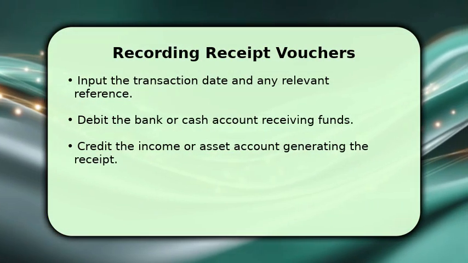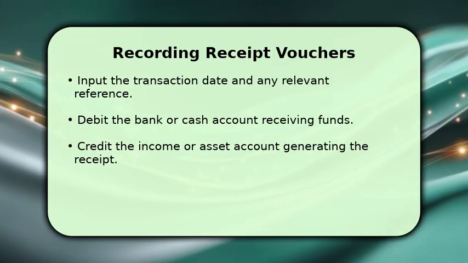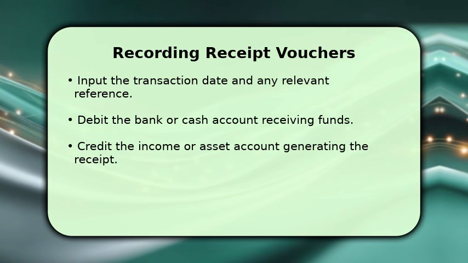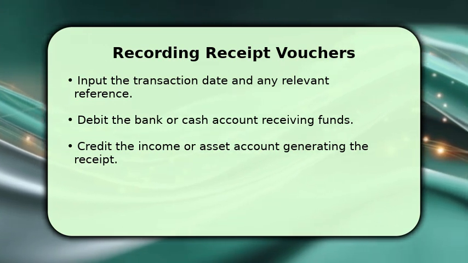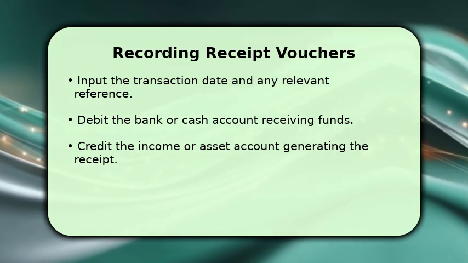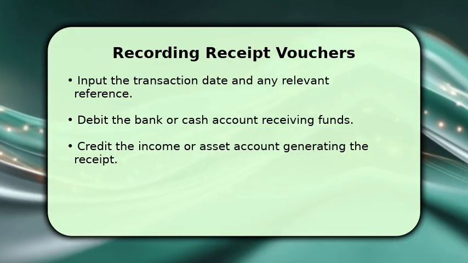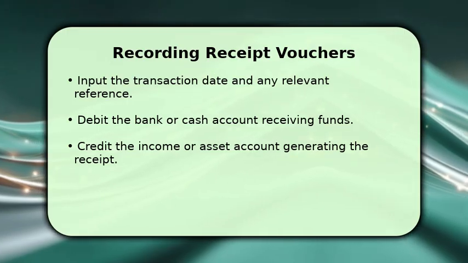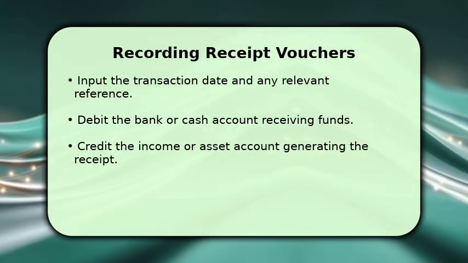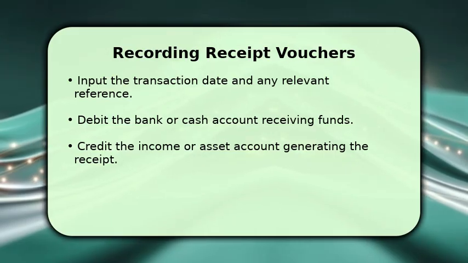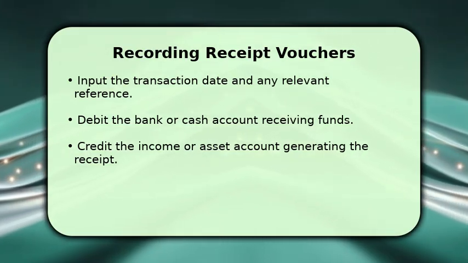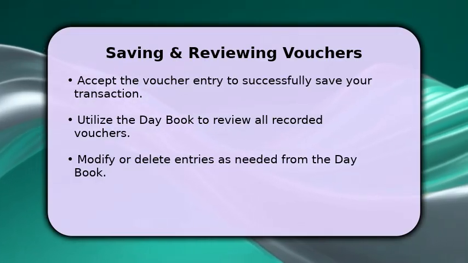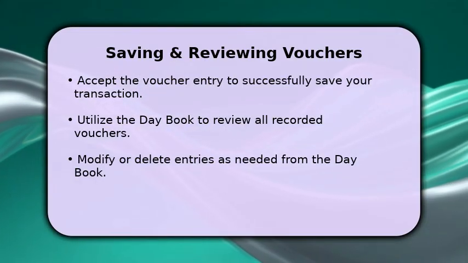Moving on to receipt vouchers, the process is quite similar. Start by entering the correct date and any necessary reference details for the incoming funds. You will then debit the bank or cash account where the money was deposited. Following this, credit the income or asset account that is the source of this receipt. A concise narration is crucial here to fully describe the nature of the funds received. Finally, after entering all the details, accept the voucher to save your transaction securely.